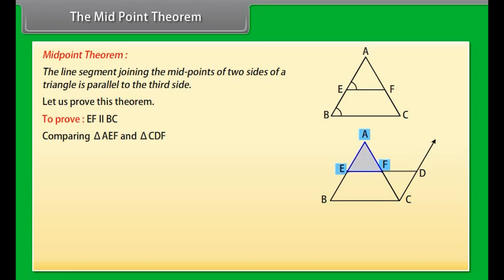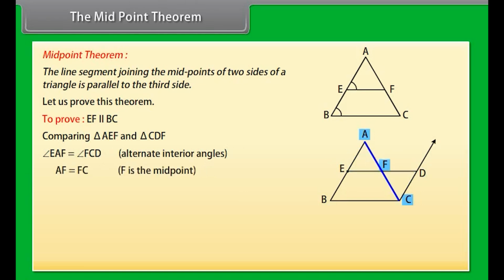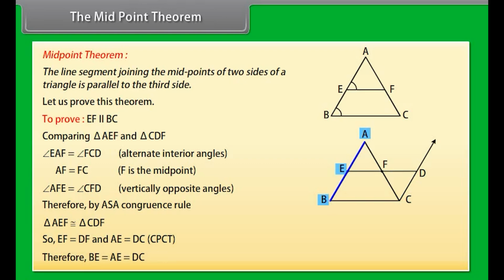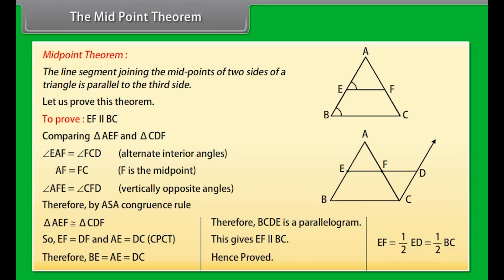Comparing triangle AEF and triangle CDF, angle EAF is equal to angle FCD because these are alternate interior angles. AF is equal to FC because F is the midpoint. And angle AFE is equal to angle CFD because these are vertically opposite angles. Therefore, by ASA congruence rule, triangle AEF is congruent to triangle CDF. So, EF is equal to DF and AE is equal to DC by CPCT. Therefore, BE is equal to AE, which is equal to DC. Therefore, BCDE is a parallelogram. This gives EF parallel to BC. Hence proved. Also here, EF is equal to 1 upon 2 ED, which is equal to 1 upon 2 BC.